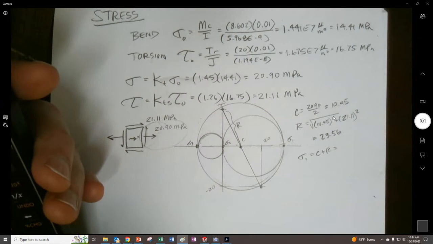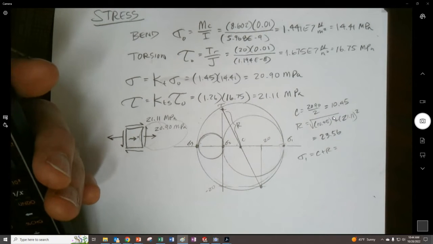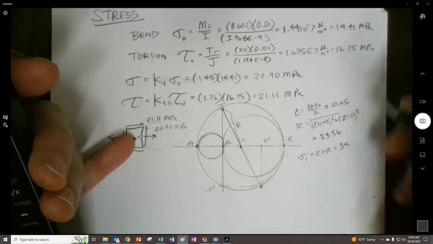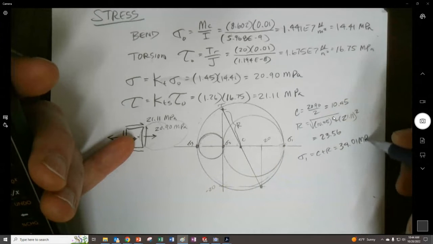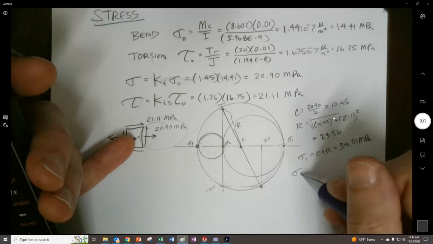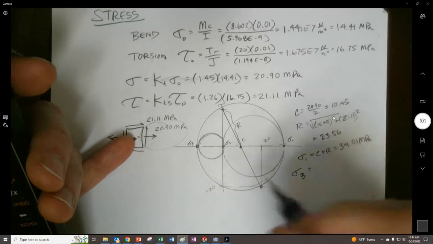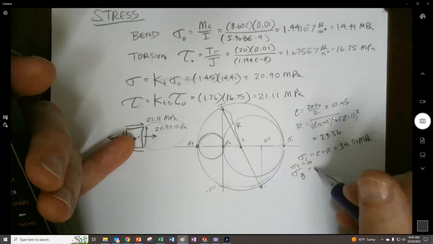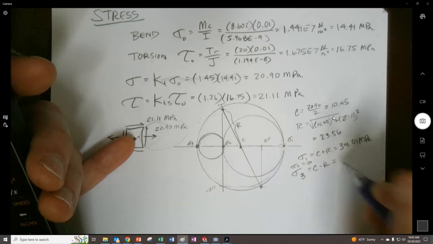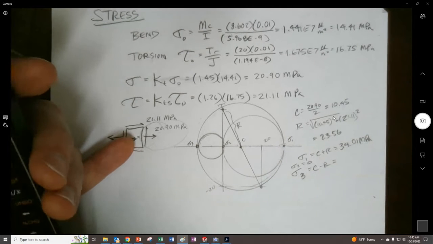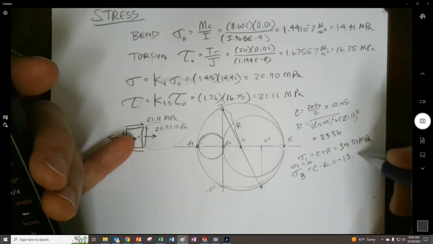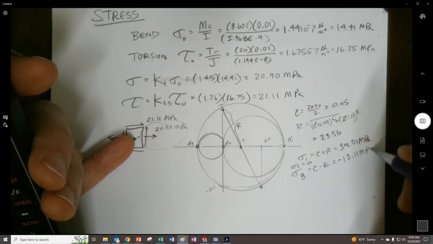So sigma 1 is going to be C plus R, or 10.45 plus 23.56. So we have 34.01 megapascals. And sigma 2 is equal to 0. Sigma 3 is going to be C minus R, or 10.45 with 23.56 subtracted from it. So you're going to have, I'll call it, negative 13.11 megapascals.